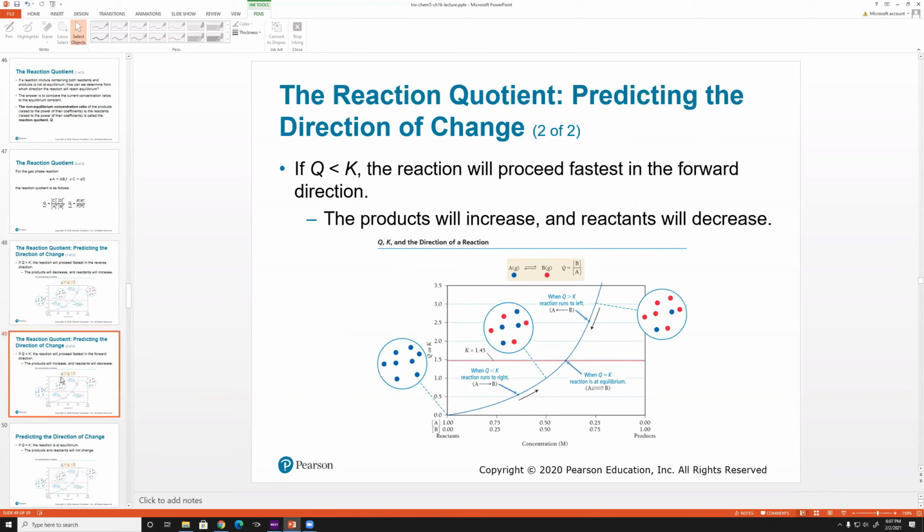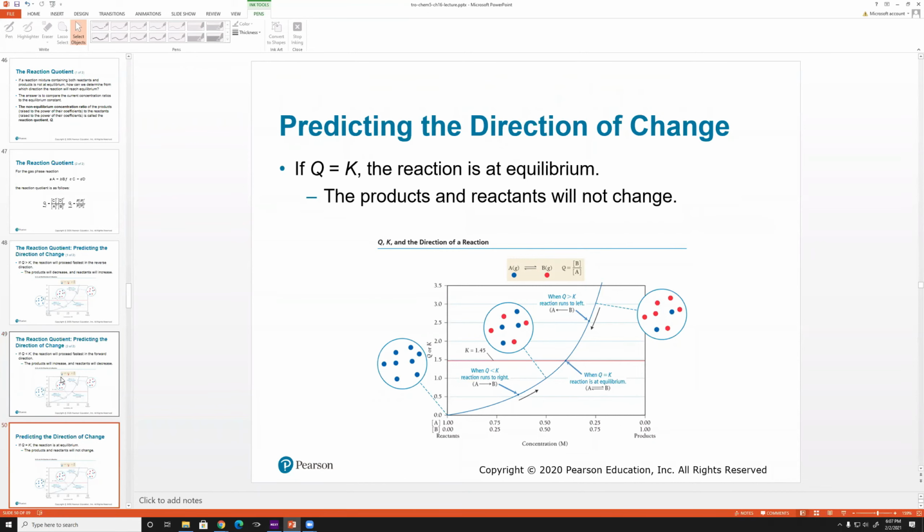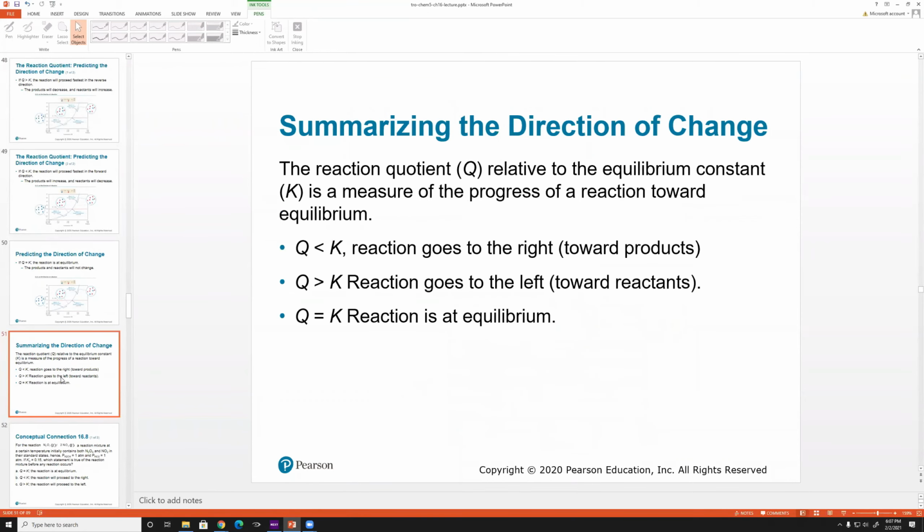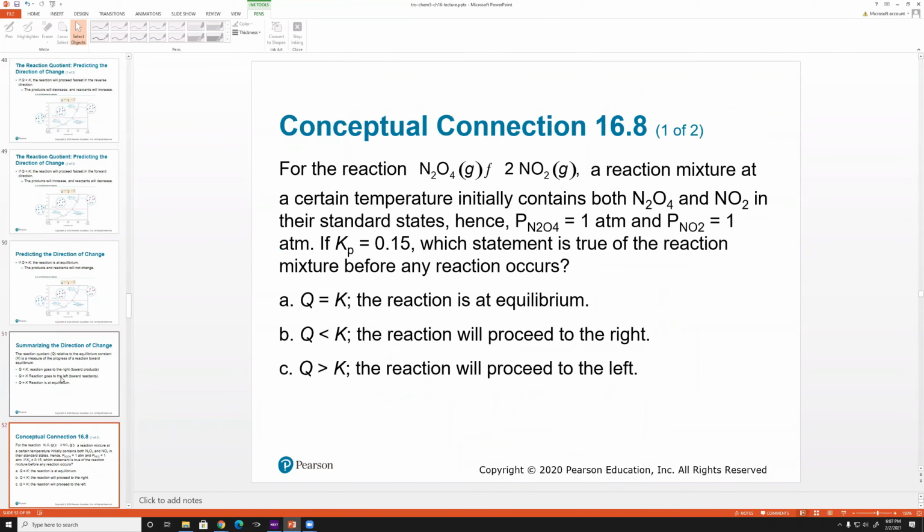If Q is less than K, that means Q is more heavily towards the reactants. So that means the forward reaction will be emphasized or will go faster until Q gets to K. And if they're equal, that means the reaction is at equilibrium. So there's just a summary of that.